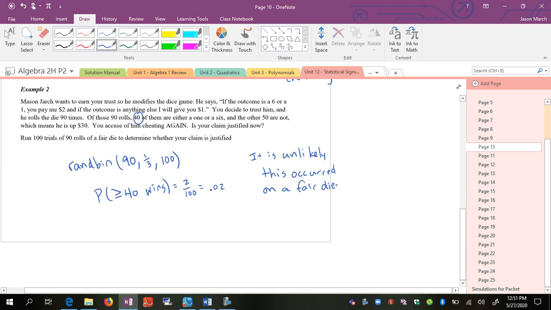And so now you actually have some justification to say that Mason Jarch might have cheated. Again, it's not a guarantee because it's still possible that this happens. It's just not very likely that he could have actually had this happen. So it is possible Mason Jarch cheated.